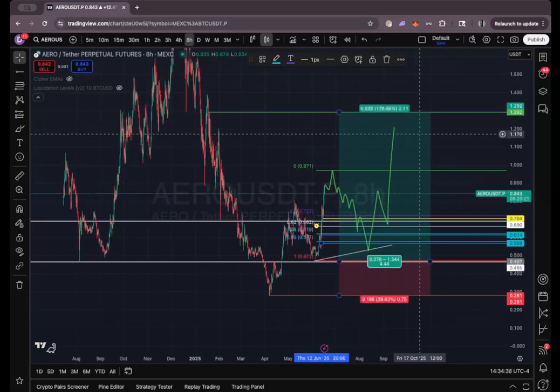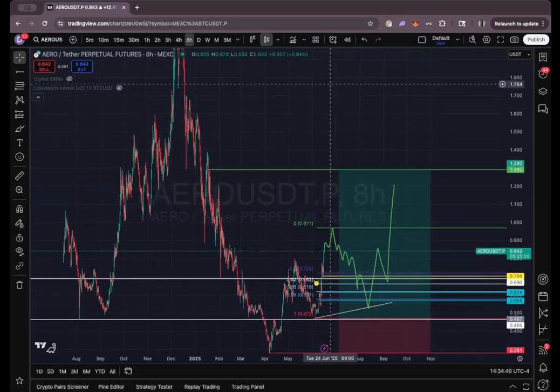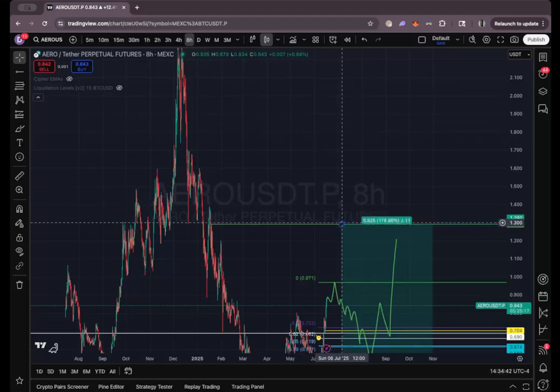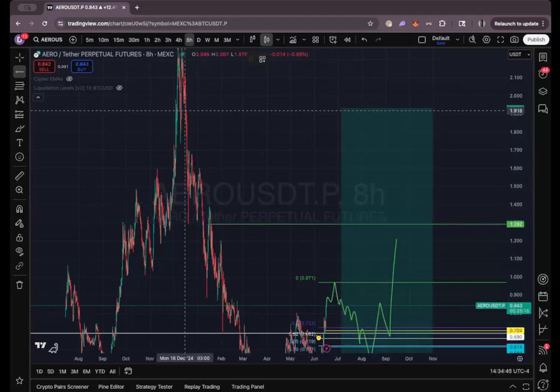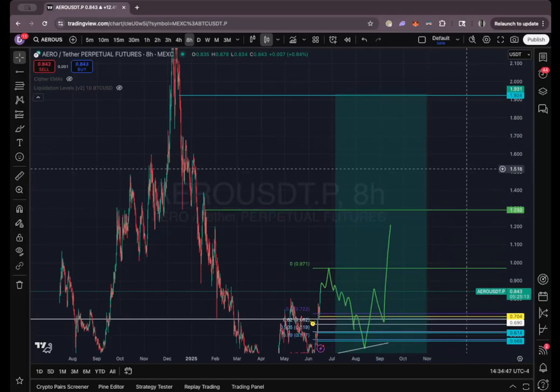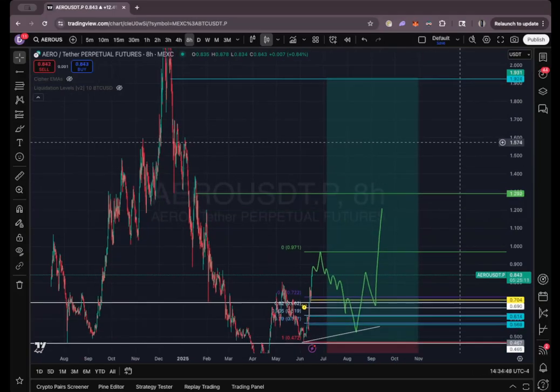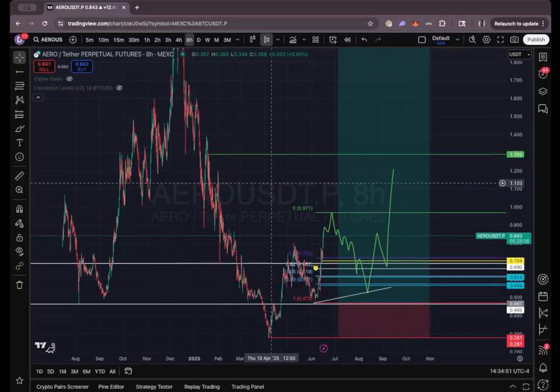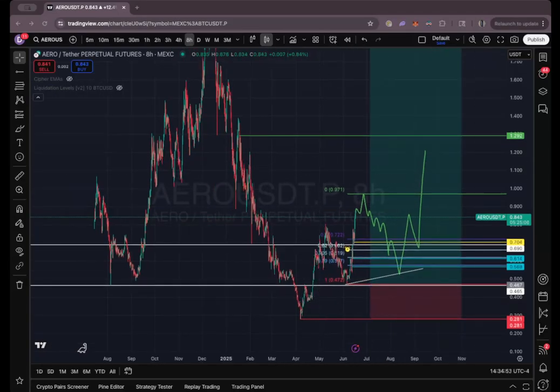And then we can take it all the way up to like $1, possibly even higher. Actually, this range is pretty good, all the way maybe to $2. So looking good there. Awesome. So let's see what else is next.